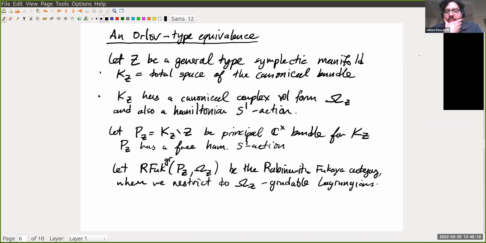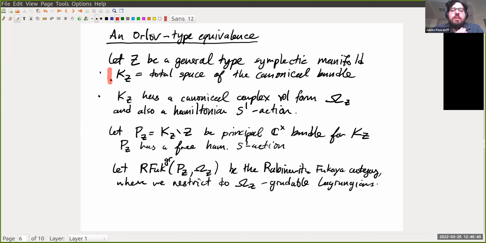And let KZ be the total space of the canonical bundle of Z. Why am I passing to this? One interesting thing is that that total space has a canonical complex volume form. The point is, for general type, c1 is not 0, so Z doesn't have a complex volume form, but KZ does. It's a tautological construction where the canonical bundle of the canonical bundle is trivial.